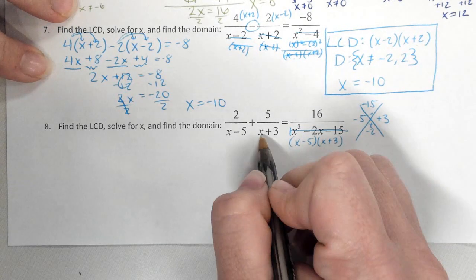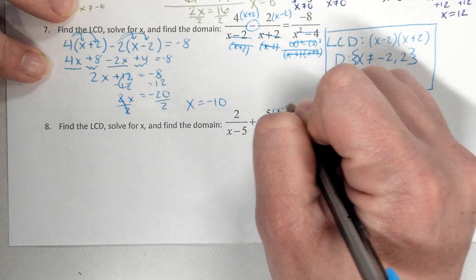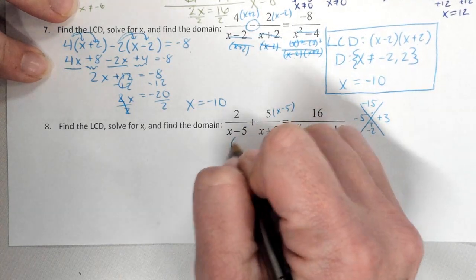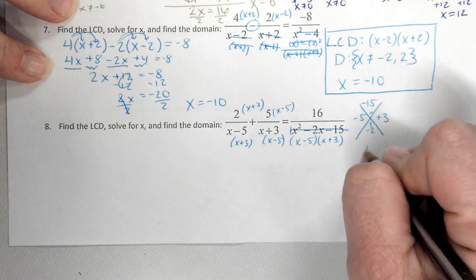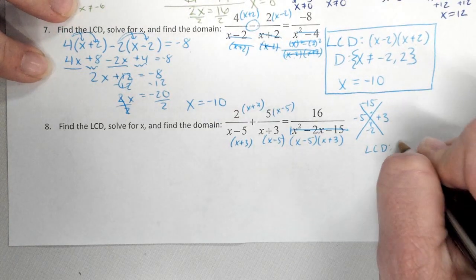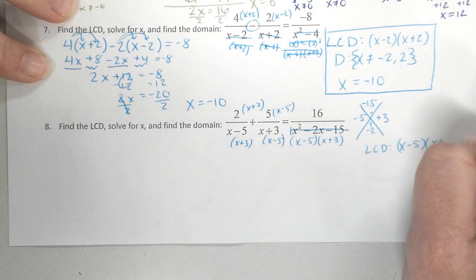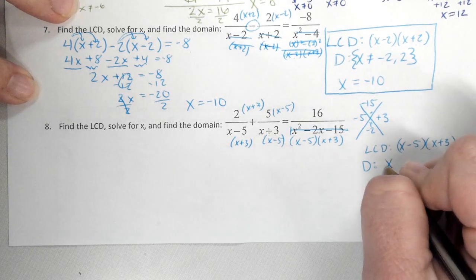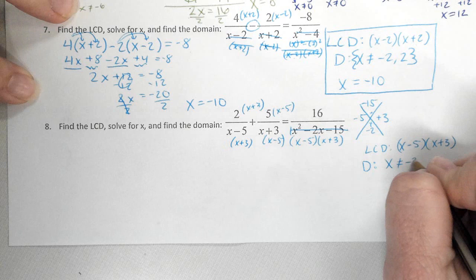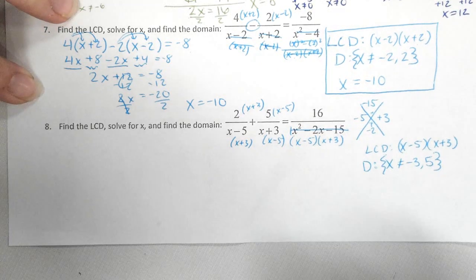Well, this has the x plus 3, but it needs the x minus 5. This has the x minus 5, but it needs the x plus 3. So my LCD is x minus 5, x plus 3. And my domain is x cannot equal negative 3 or positive 5, because that's what would make these equal 0.